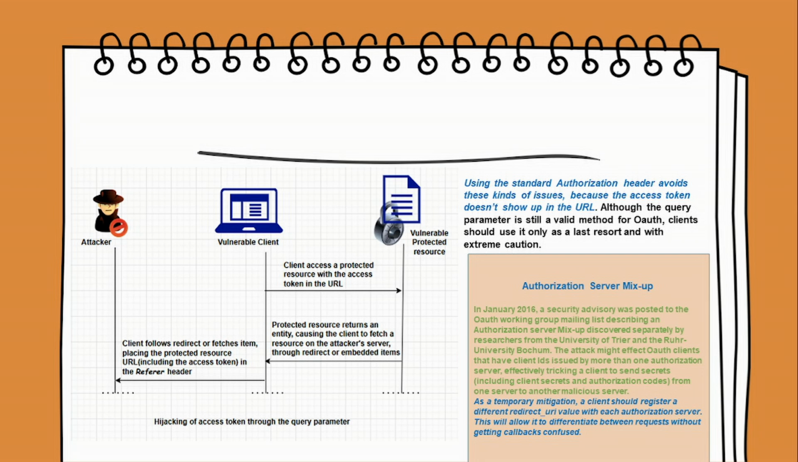Although the query parameter is still a valid method for OAuth, clients should use it only as a last resort and with extreme caution. So there is a way. It's not that you cannot pass the access token to the API using the query parameter, but yeah, that's a risk we understand now.